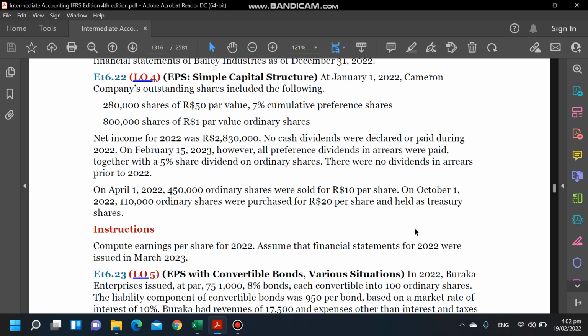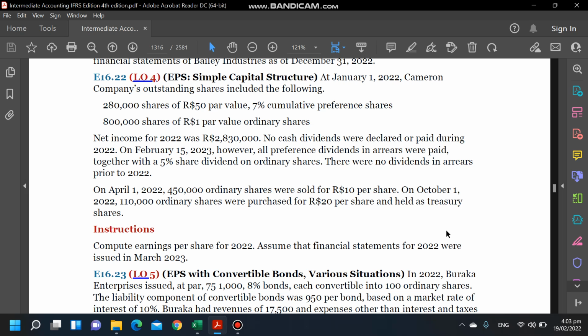The next question is E16.22. At January 1st, 2022, Cameron Company's outstanding shares included the following: 280,000 shares of $50 par value 7% cumulative preference shares, and 800,000 shares of $1 par value ordinary shares. Net income for 2022 was 2,830,000. No cash dividends were declared or paid during 2022.